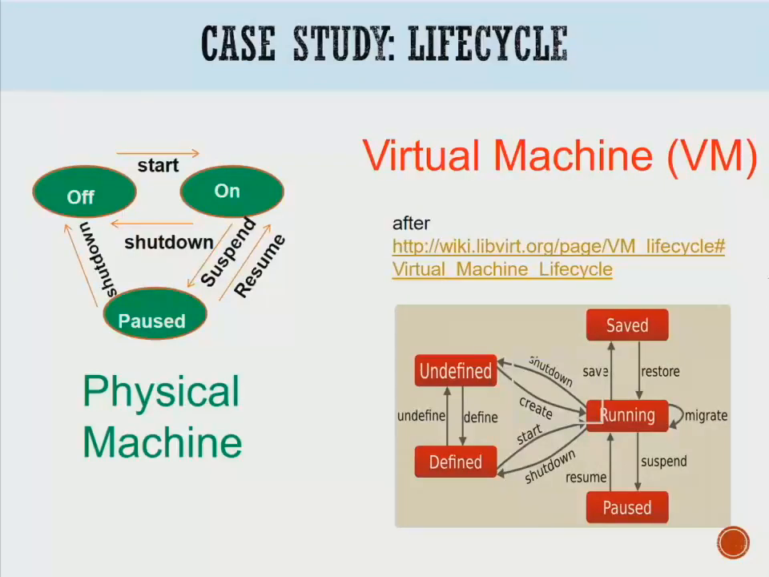But if you look at the virtual machine side, as compared to the physical machine, you can do many more operations, such as you can save a running virtual machine. For example, if you look into your Docker coursework, you can use the copy command, or even the save command, to save the state of your Docker container. You can pause your virtual machine. You can go from defined state to undefined state. So this shows that as compared to a physical machine, we have many more operations in context of virtual machine.